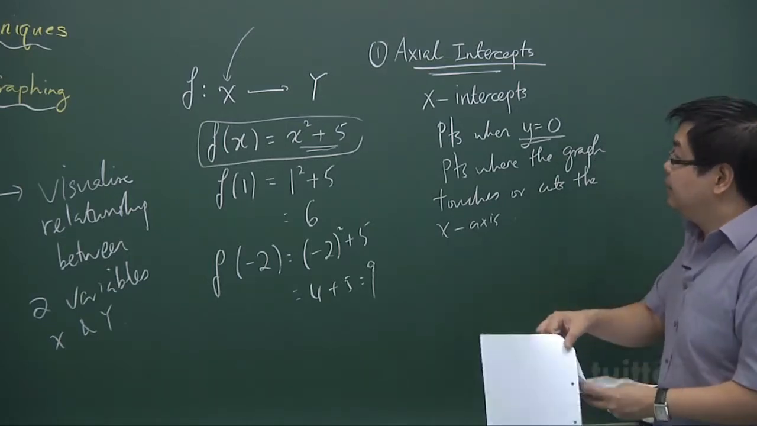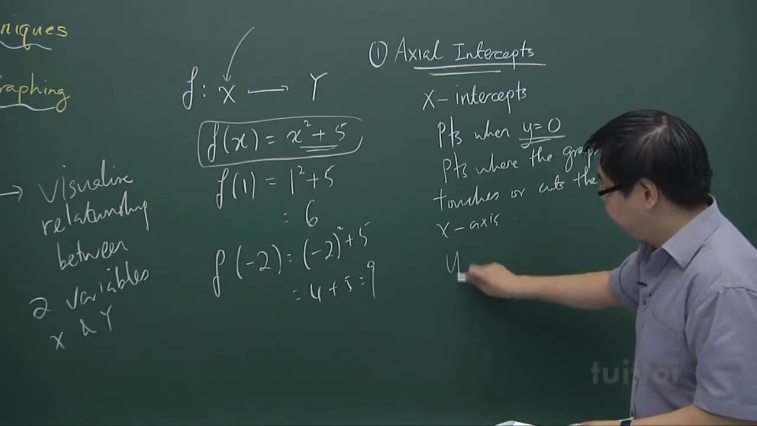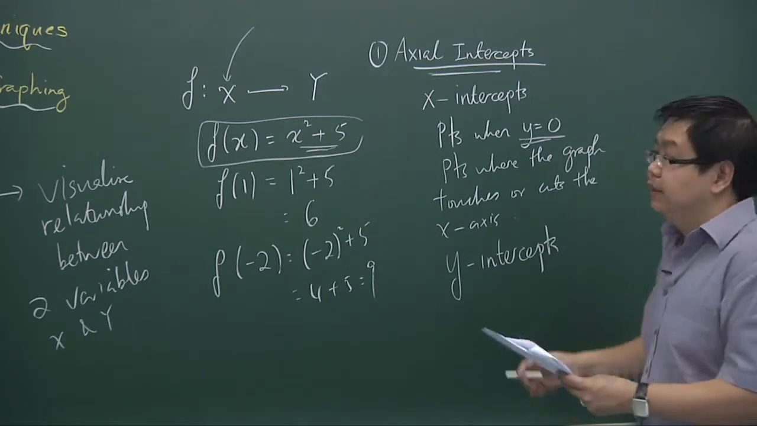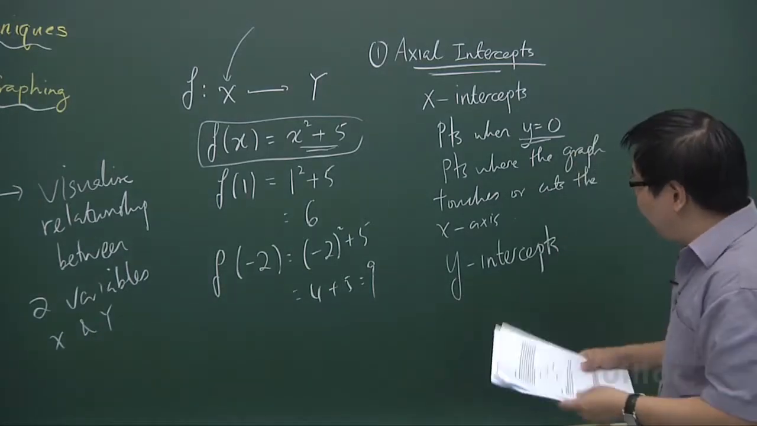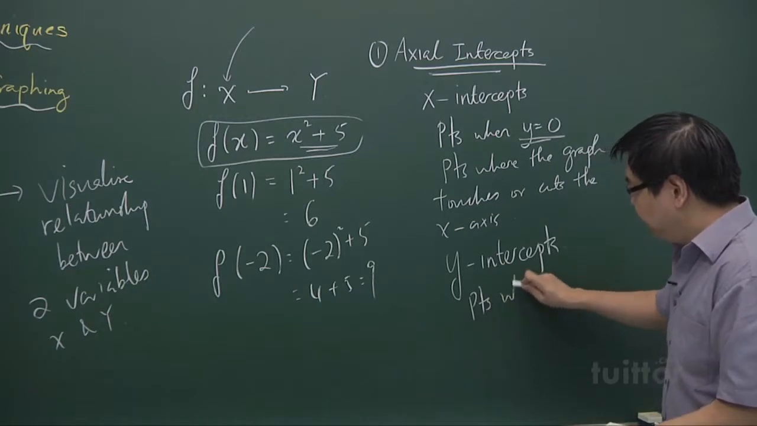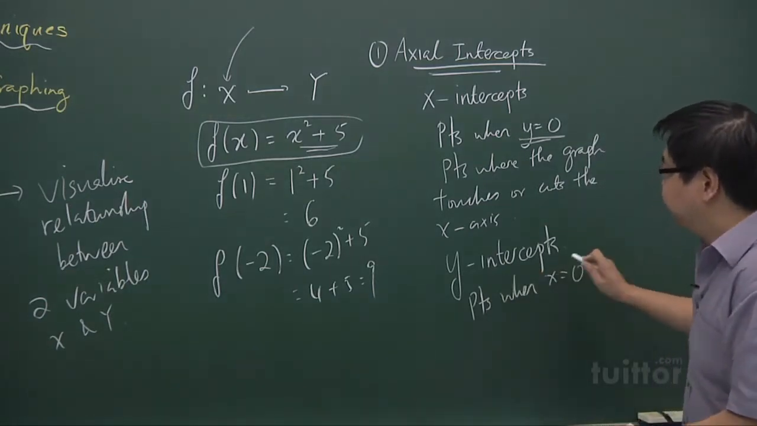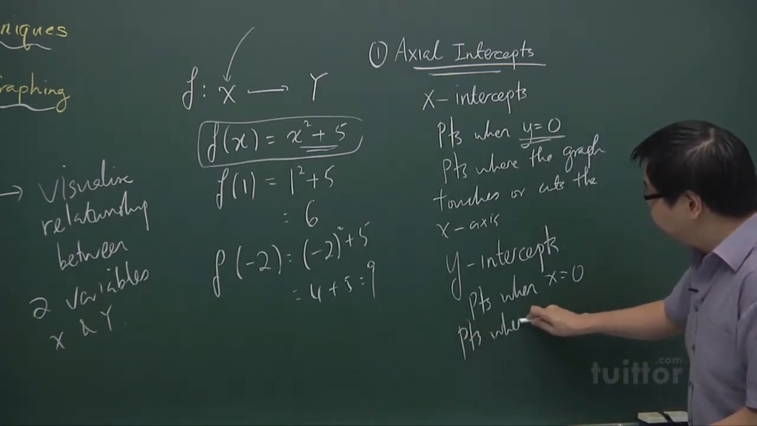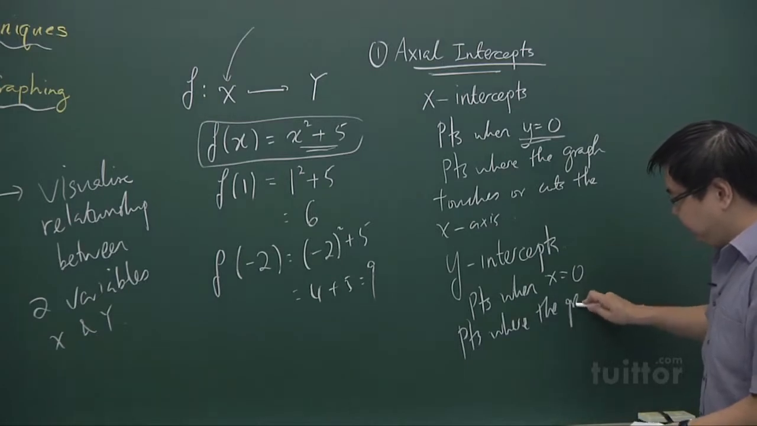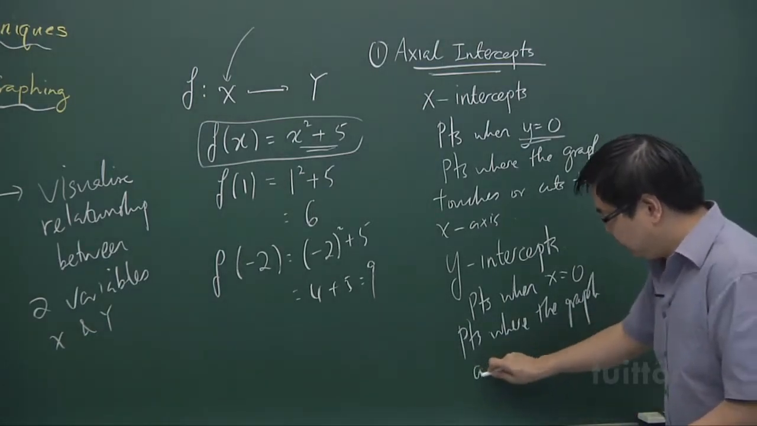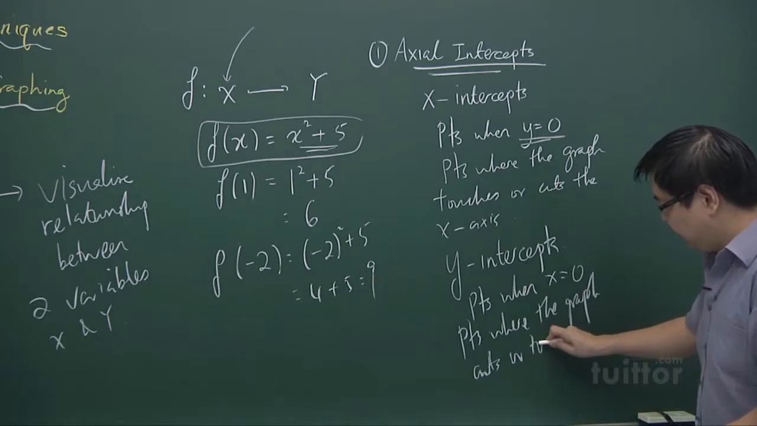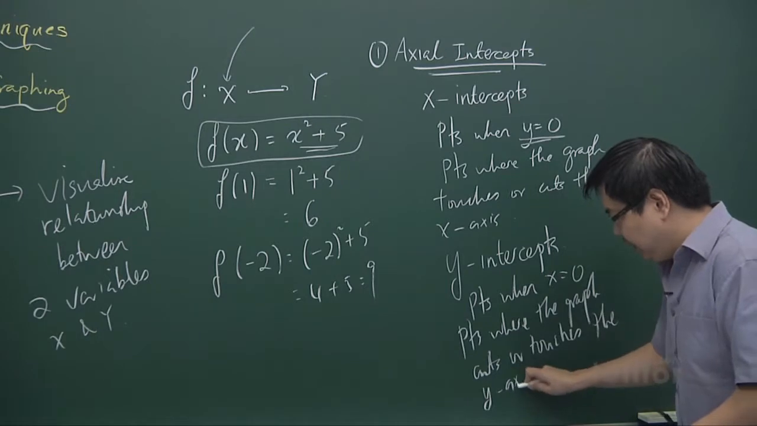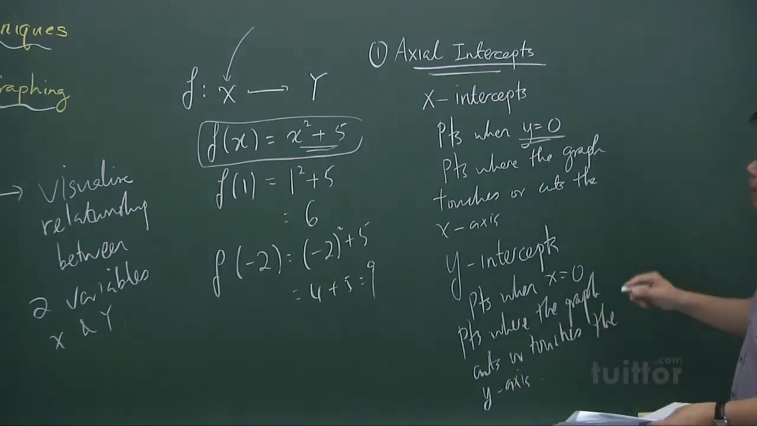The other intercepts is what we call the y-intercepts. Now, the y-intercepts are actually points where x equals 0. So basically, it will be the points where the graph cuts or touches the y-axis. Now let me give an example.